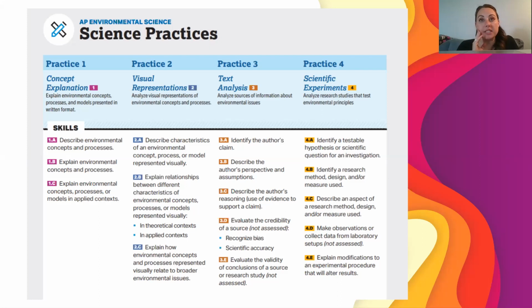Science practice number 3 is text analysis. This is going to ask you to identify an author's claim, perspectives, or recognize if he's biased. Those things are only assessed in the multiple choice questions. So if you're taking this exam in 2020, there is no multiple choice portion of the exam, and therefore that will not be a science practice that's assessed for you. But if you're taking this at another time, it absolutely will be a part of your multiple choice questions.